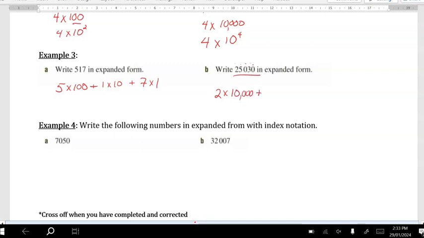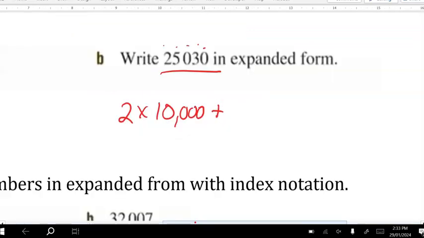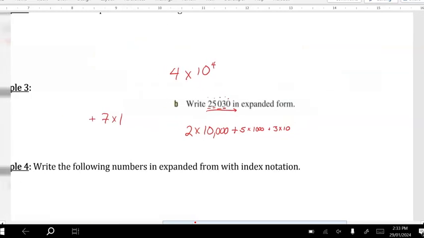Plus, what's the next digit I'm going to write? From left to right, I have 2, then what's the next digit after 2? We did 2, 5. And what place is the 5 in? Thousands. So I'm going to put 5 times 1,000 plus. Do I need to put 0 times 100? It's not going to do anything. Let's just leave it out. Save the ink. Plus 3 times 10, did you say? Yep. And we don't need the 0 because, again, the 0 is not going to do anything. So if I did 2 times 10,000, I get 20,000. If I did 5 times 1,000, I get 5,000. So adding these all together, that's the expanded form of this one.